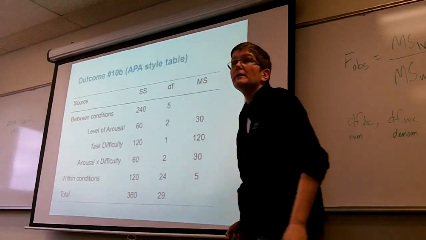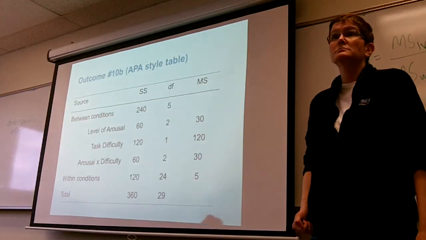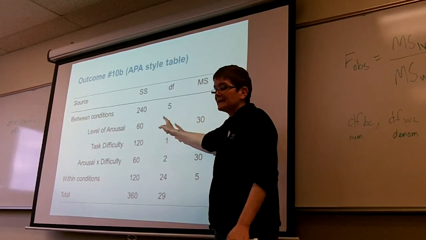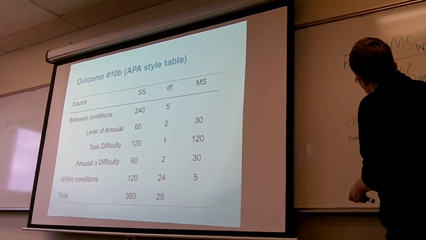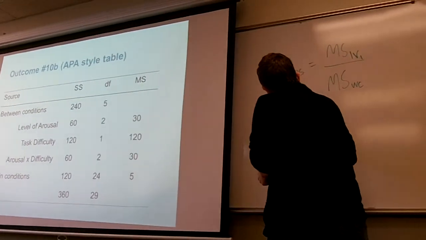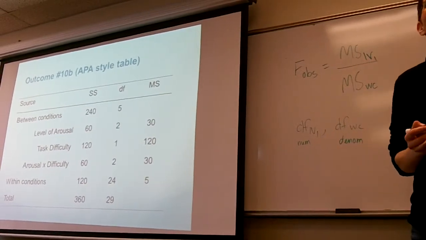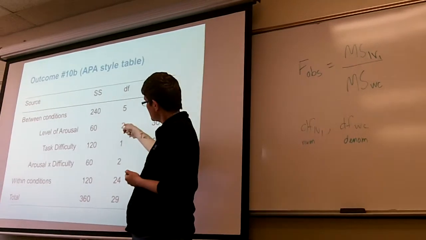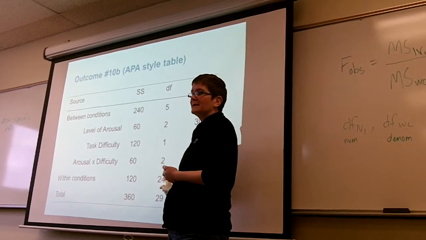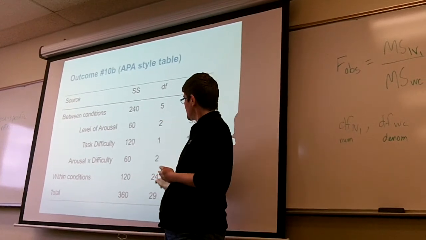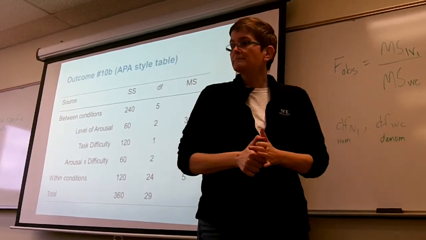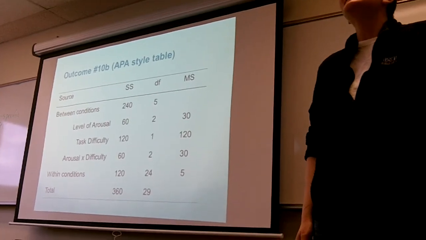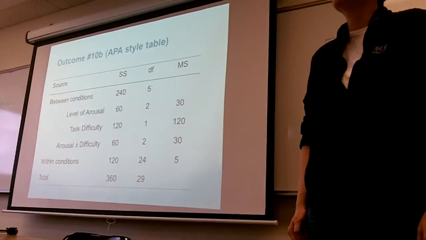Done. 30 divided by 5 is 6. That's F observed for level of arousal. To look up the critical value to compare that to, I'm going to use degrees of freedom for the level of arousal, and this one, and within conditions. So it's going to be 2 and 24. All I'm doing is exactly what we did for one-way ANOVA. Now I just have enough data to do it 3 times.